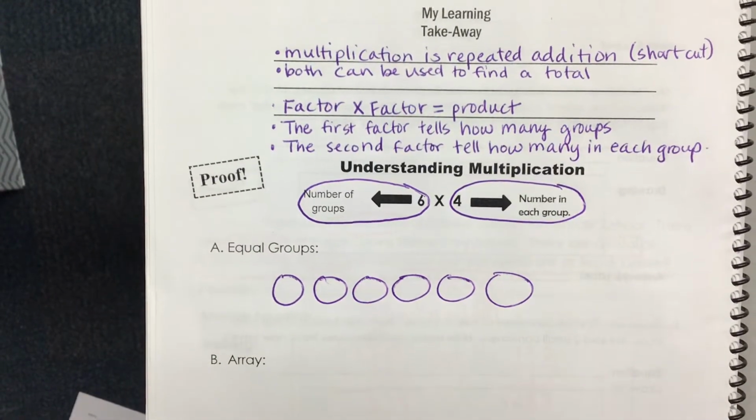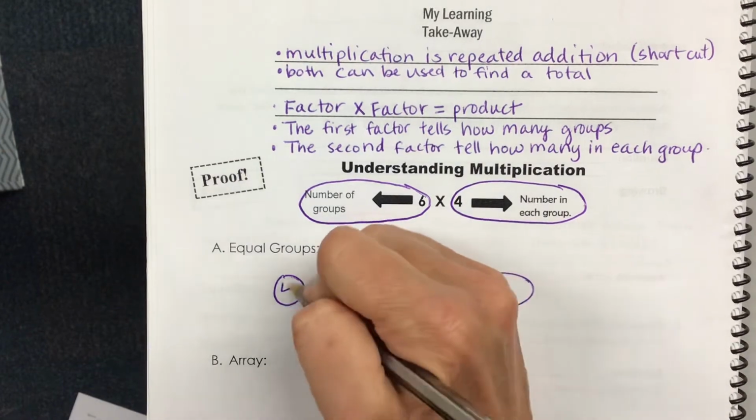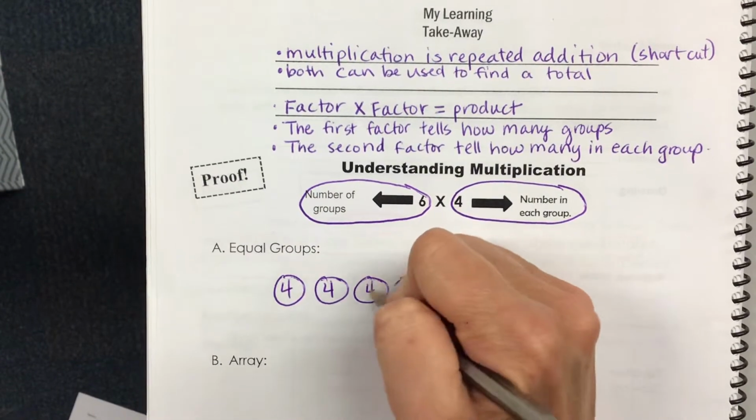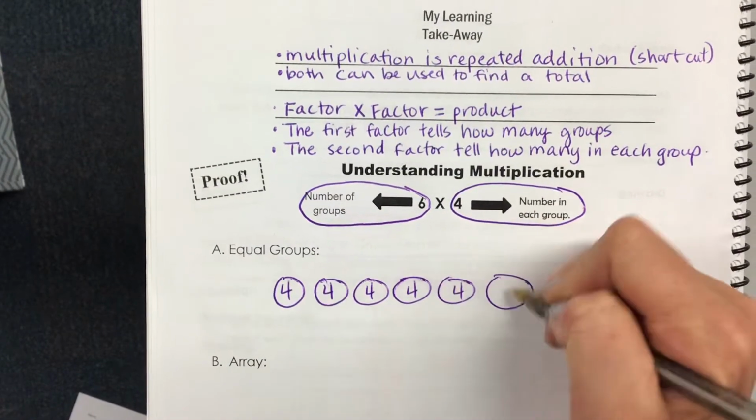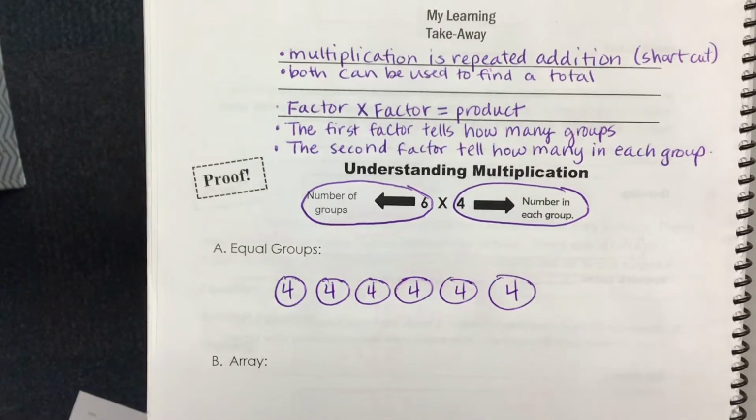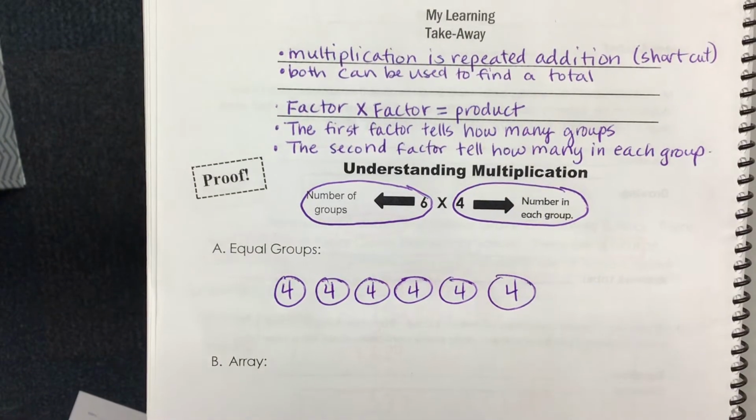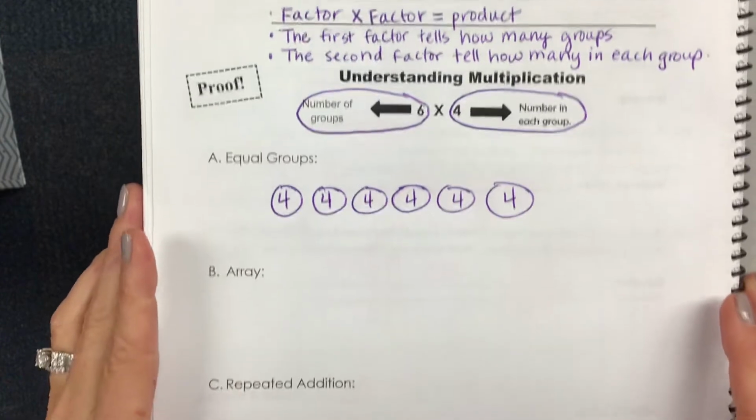How many will go in each group? 4. You can do 4 hatch marks, 4 dots. You can write the number 4. It's the same. Now, what is an array?